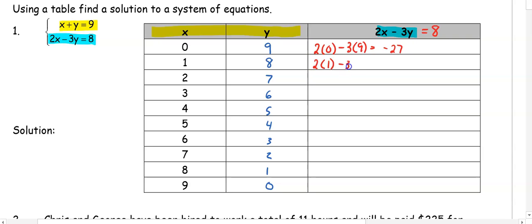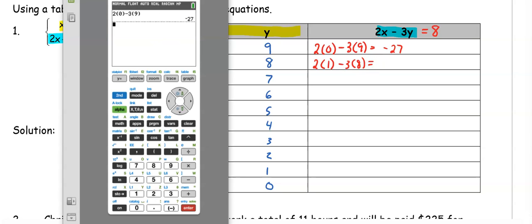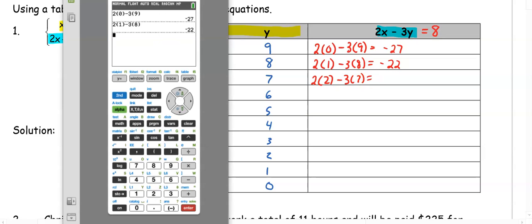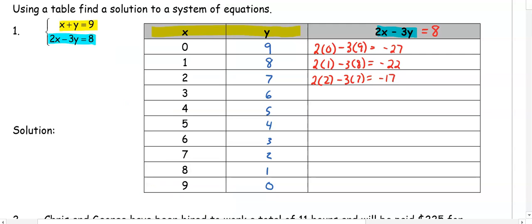2 times 1 minus 3 times 8 gets us negative 22. Still not the number we're looking for. So we have 2 times 2 minus 3 times 7. That's going to get us negative 17. Now, if you notice the pattern in the table, all of these numbers are increasing by 5, so I can stop using the calculator and just count up by 5s.